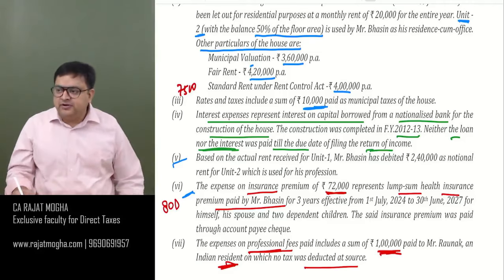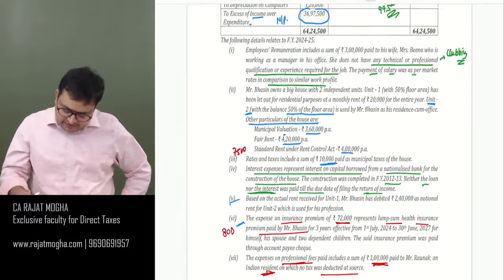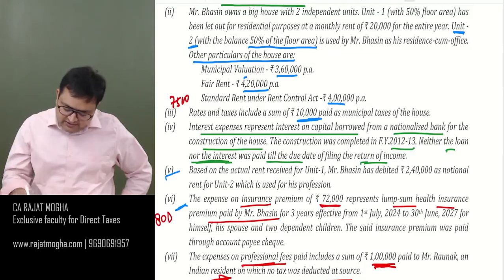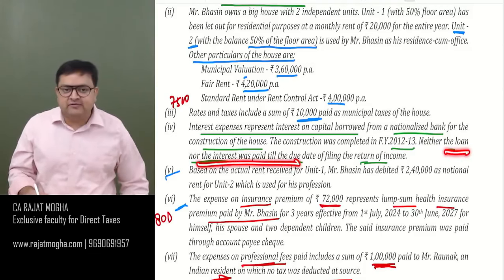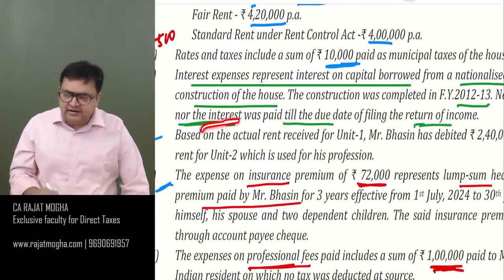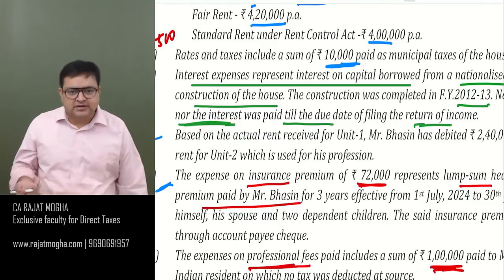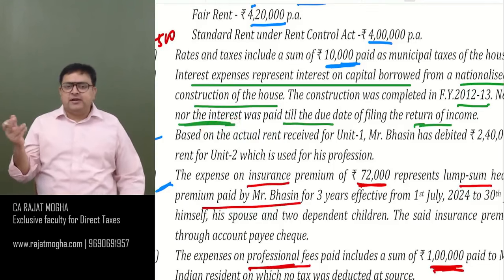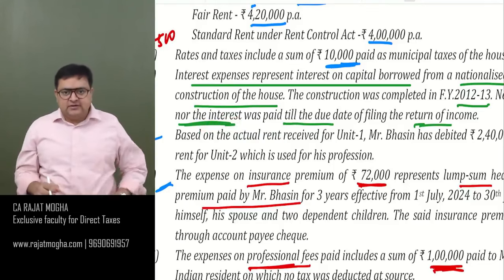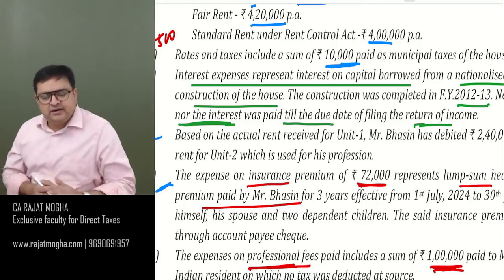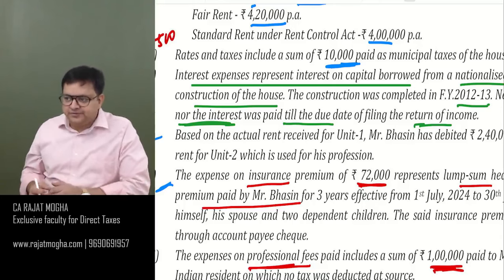What was the housing loan repayment? He has not made any repayment. It's given that he has not made any repayment. Neither the loan nor the interest was paid. So how can we give him 80C? He has a housing loan, but he has not made any repayment of the housing loan. Nothing is given about the repayment. There is a repayment of education loan, but education loan is not there in 80C. Only housing loan is there. So he has a housing loan, but he has not made any repayment, so we will not take it. Correct? Everybody understood now?